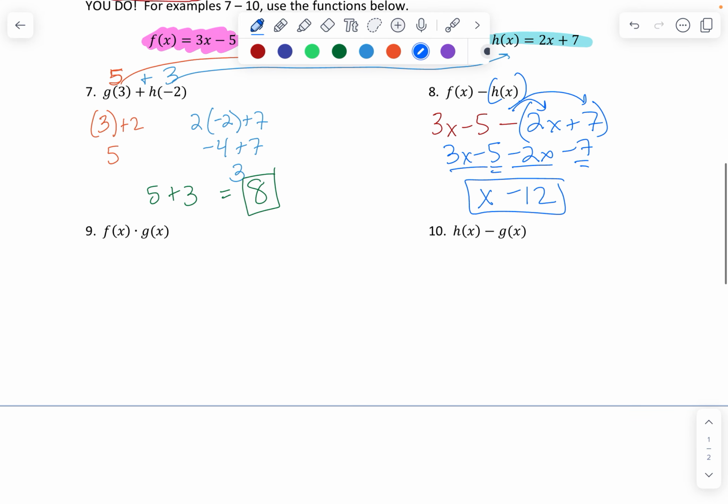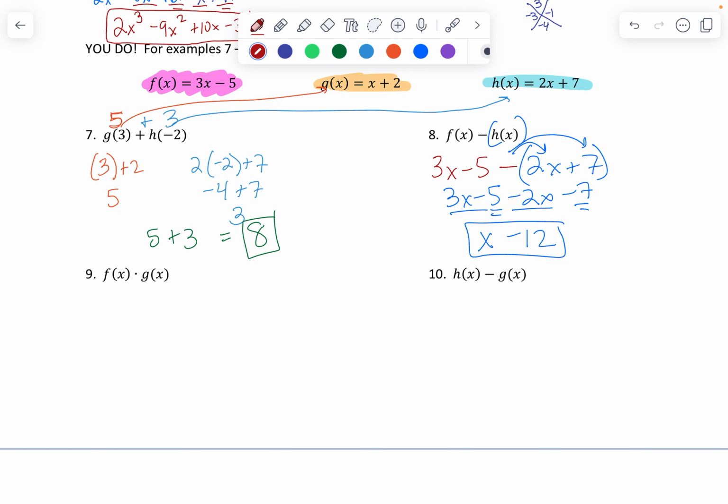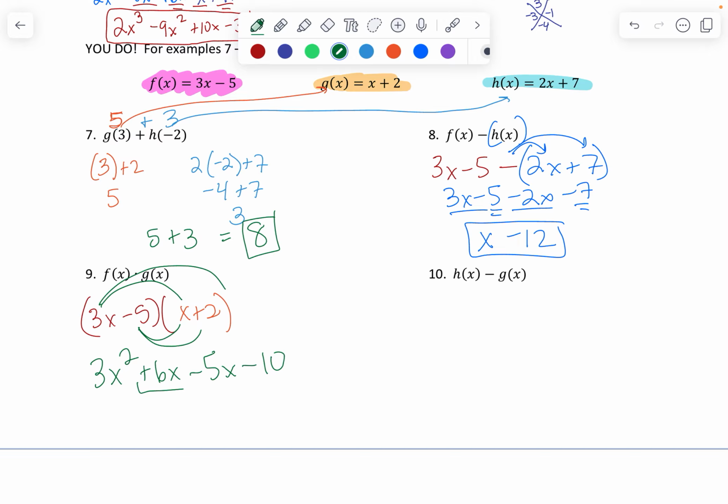Number 9 is just like number 5. So again, multiplying. So this says do f times g. So that's 3x minus 5 times x plus 2. Okay, so again, distribute. So 3x times x is 3x squared. 3x times 2 is 6x. Negative 5x and negative 10. Okay, there's 2 like terms in the middle, so hopefully you combine those. And that's your answer.